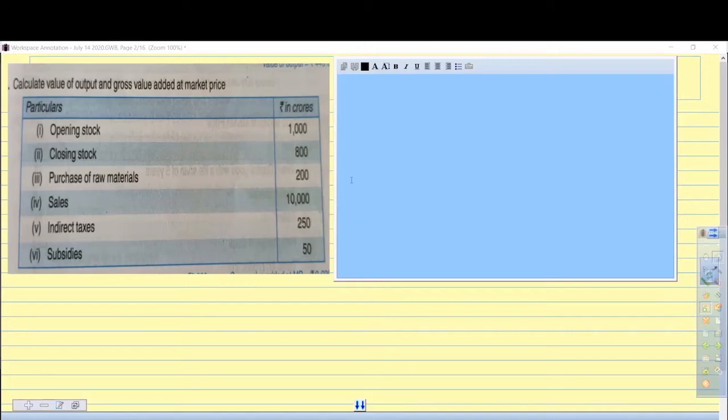So this is the 4th question. Read out the question. Calculate value of output and gross value added at market price. Opening stock, closing stock, purchase of raw materials, sales, indirect taxes, and subsidies are given. So first we will calculate the value of output. Value of output is equal to sales plus change in stock, right? So what is the amount of sales? Sales is equal to 10,000 plus change in stock, which is closing stock minus opening stock, 800 minus 1000.